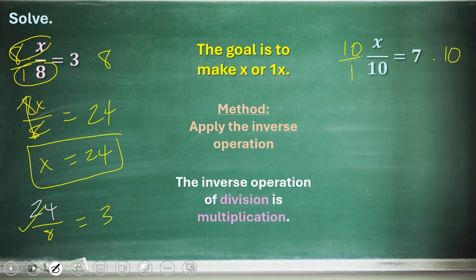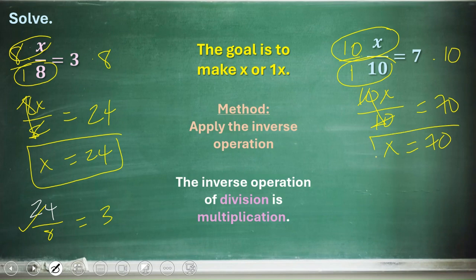As a reminder, there's a secret 1 underneath this 10, and now we go ahead and we multiply our fractions, numerator to numerator, so we get 10x, denominator to denominator, which is 10, and 7 times 10 is 70. 10 divided by 10 is 1. 1 times x is x, so x equals 70.